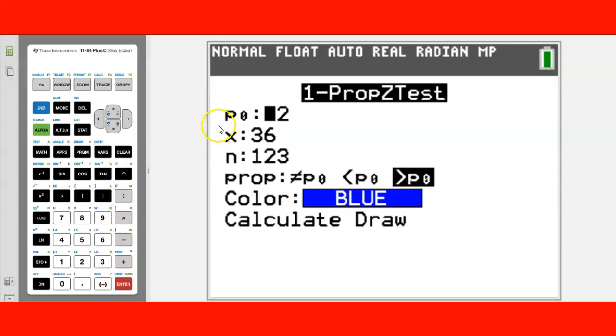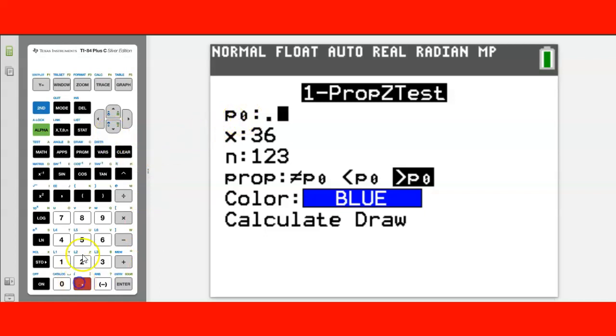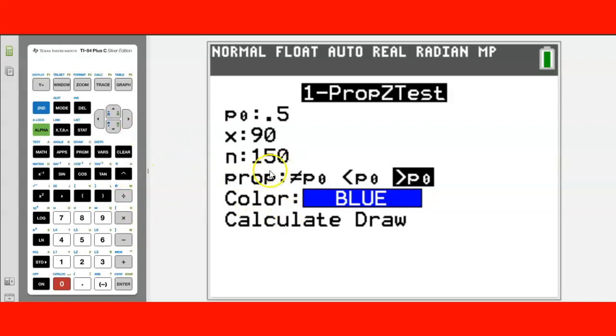When we get over here, p sub 0, that's the proportion in the null hypothesis. That's 0.5. How many kids said yes? 90. How many kids did he ask? 150. Now, today I'm going to actually do this wrong the first time on purpose and show you one thing here.